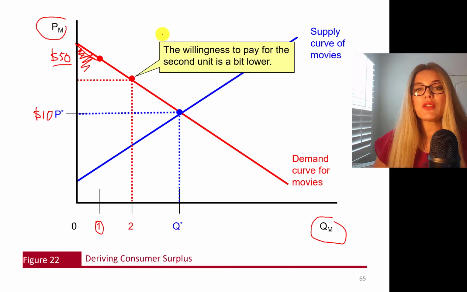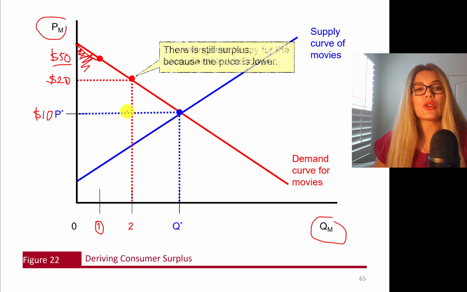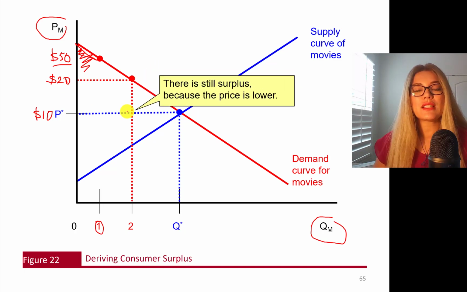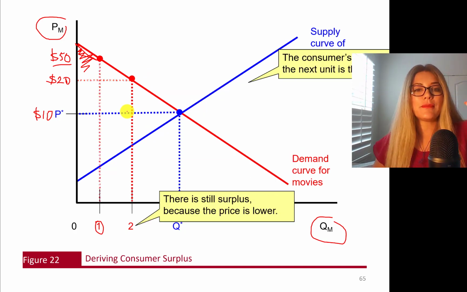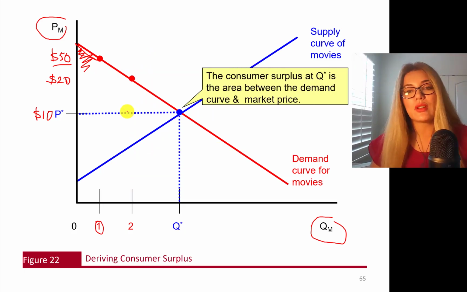Willingness to pay for a second unit is a bit lower. You can either have the same person watching a second movie or somebody else, right? I am a big movie buff. I'm willing to pay $20 maximum for a movie though. I will not go above that. 20 minus 10, so that's the surplus for a second movie. There's still surplus because the price is still lower. I'm willing to pay 20 bucks, I paid only 10. So this is the consumer surplus, and so on and so forth.